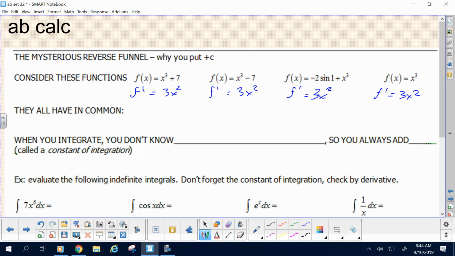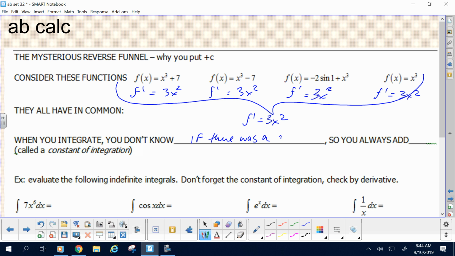So the point is, all of those equations funnel into the same derivative, 3x squared. So when you integrate, you're actually going backwards, and you don't know if it was x cubed, x cubed plus 7, x cubed minus 7. So you don't know if there was a constant there. So you'll always add the plus c, to remind or say there could have been a constant there, you don't know. All right?